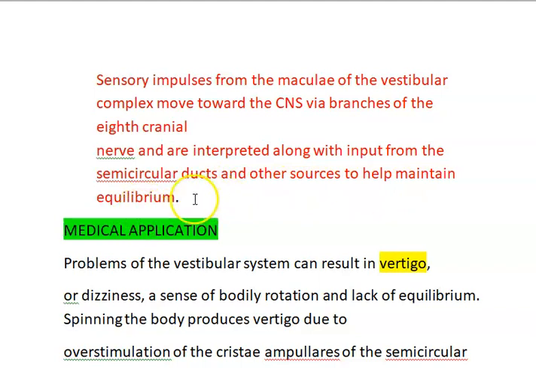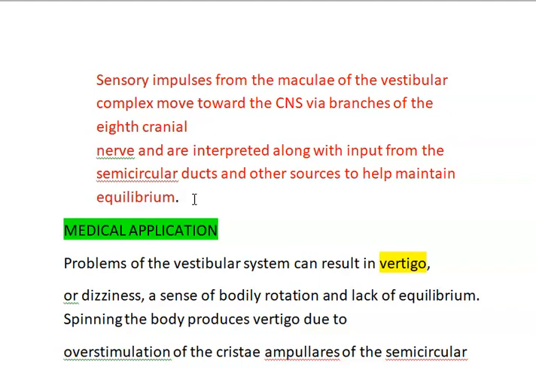What we are saying now is that from the semicircular ducts also, some neurotransmitter will be released. The neurotransmitters released from the macula of the utricle and the saccule, together with those released from the semicircular ducts, will move together, going to where? To the central nervous system, through the branches of the 8th cranial nerve. And there they will be interpreted together with input from other sources to help maintain equilibrium.